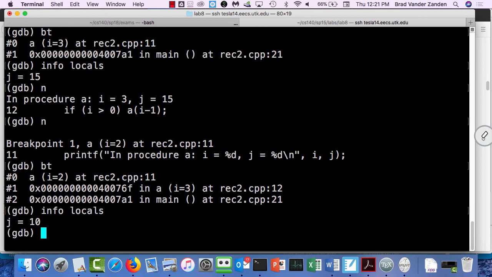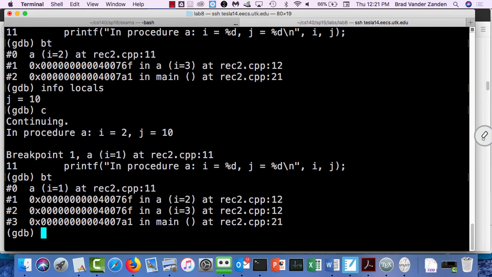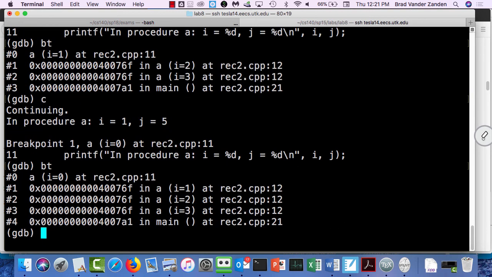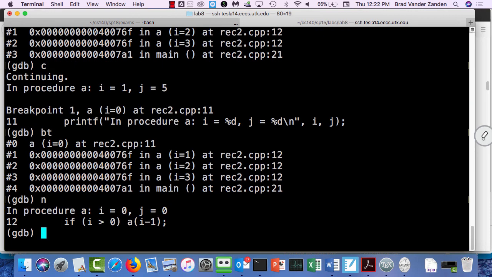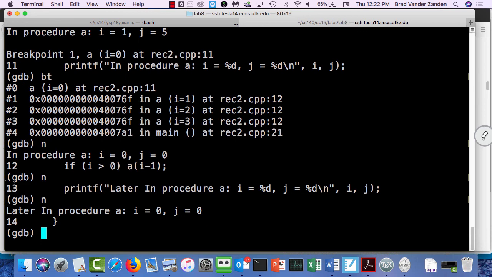Right now if I do backtrace, we still have A sub I equals 0. I hit next, and now we have returned to the previous one, A of 1, and it picked up execution. It had remembered that it was at line 12, and it picks up at line 13 right here. And if we do a backtrace, you can see that it has popped off this stack frame, and A sub 1 is back on top. So now line 13 is a print, so when we do next, it prints out the values for I and J, and again, we're now at the end of the procedure.